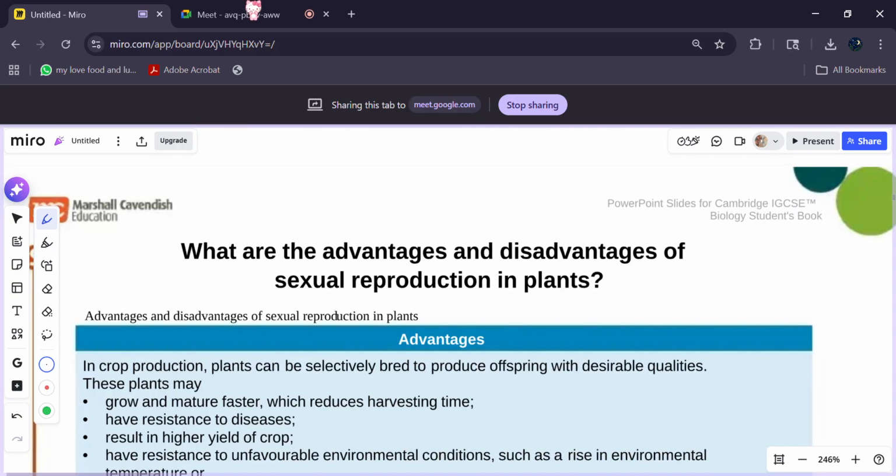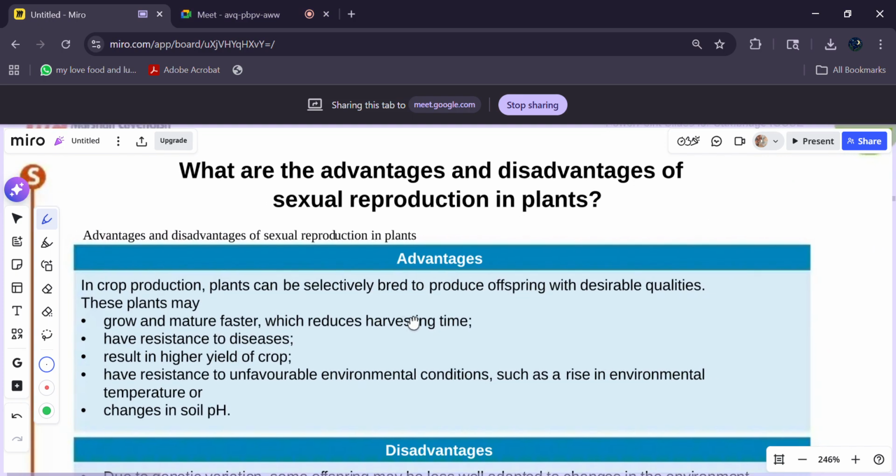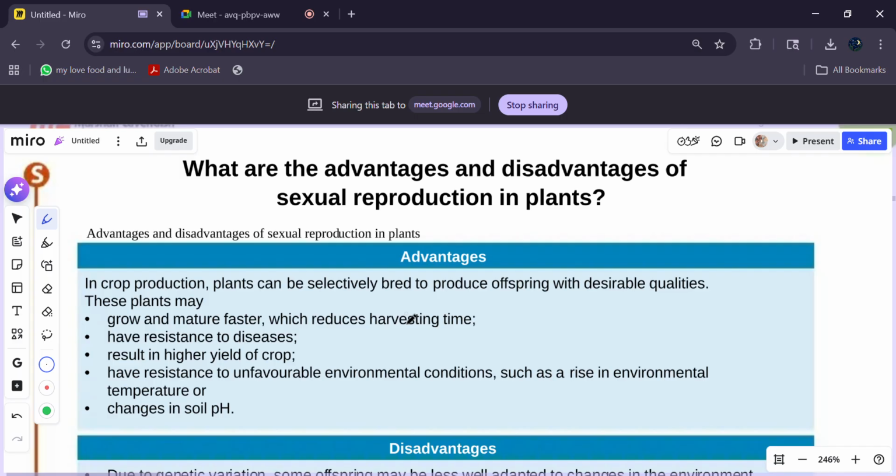Now we go on to more advantages and disadvantages. Advantages of sexual reproduction in crop production. In crop production, plants can be selectively bred to produce offspring with desirable qualities, and these plants may grow and mature faster, which reduces harvesting time for farmers, have resistance to diseases, result in higher yield of crop, and have resistance to unfavorable environmental conditions such as rise in environmental temperature or changes in the soil pH.